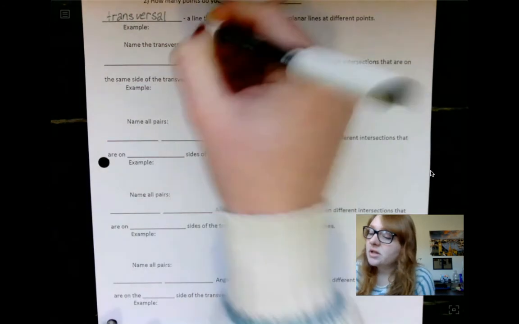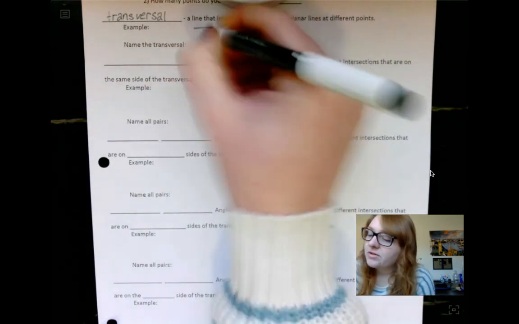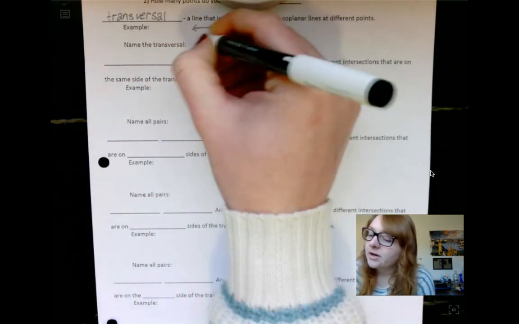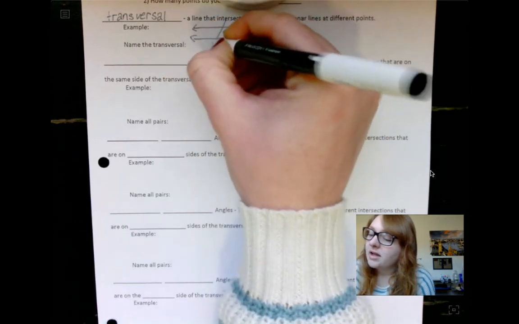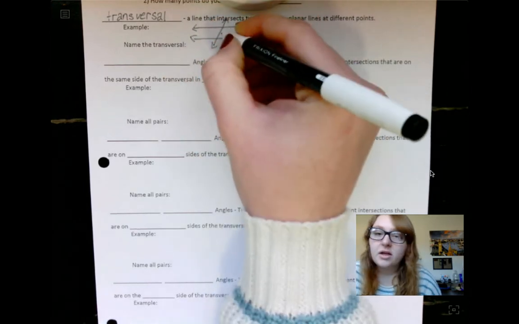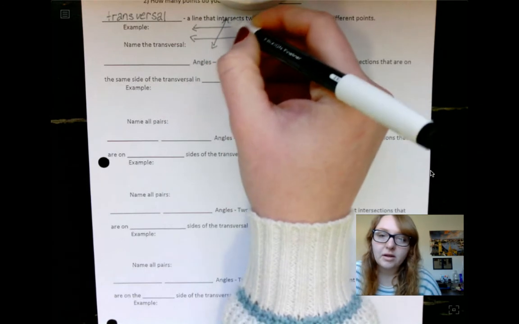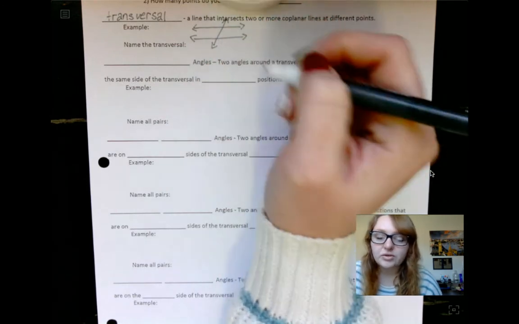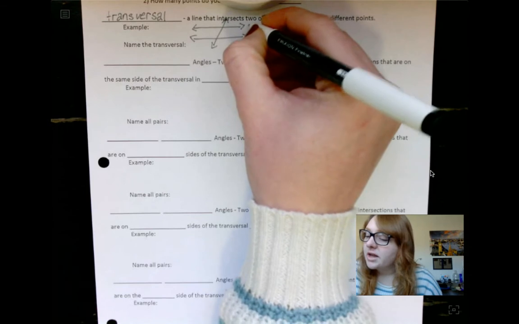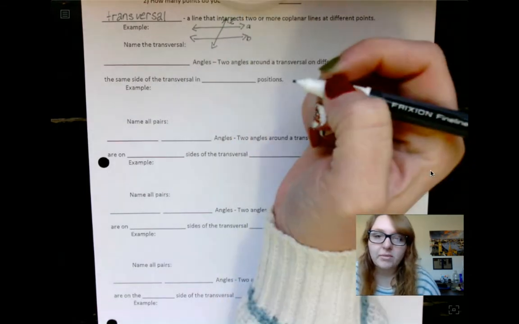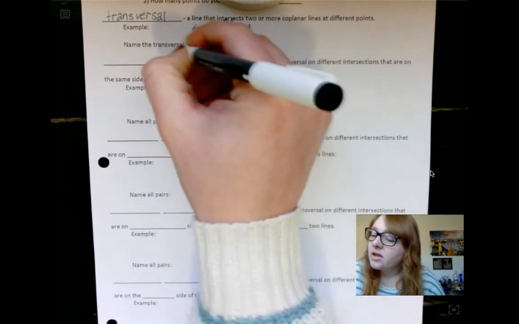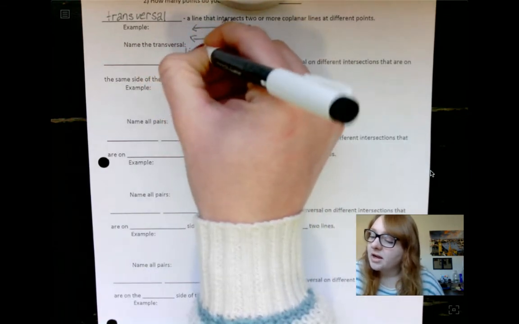Now, a transversal line, okay, so if we have two parallel lines here, and we have a line cutting through them at the same angle. This line that cuts through both the parallel lines at the same angle, that is our transversal line. I'm just going to name these with some lowercase letters. And we're going to name the transversal, that's a little l, and the transversal will just be line l.